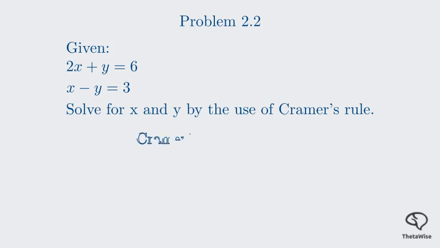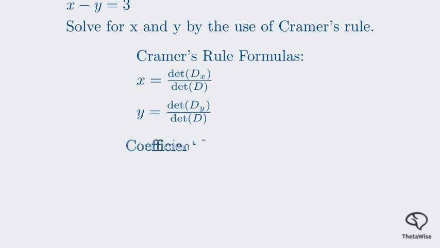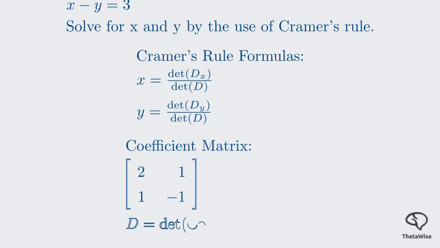The formula for x is the determinant of D subscript x divided by the determinant of D. The formula for y is the determinant of D subscript y divided by the determinant of D. Let's briefly explain what each part of the formula means. D is the determinant of the coefficient matrix, which we form from the coefficients of the x and y variables in our equations. For our system, the coefficient matrix contains the coefficients 2 and 1 from the first equation and 1 and -1 from the second equation. The determinant D is calculated from this matrix.